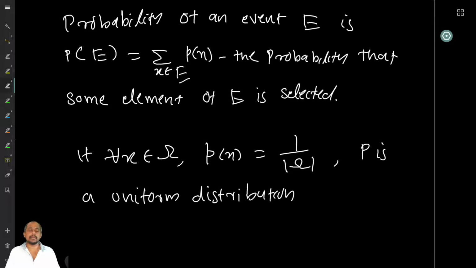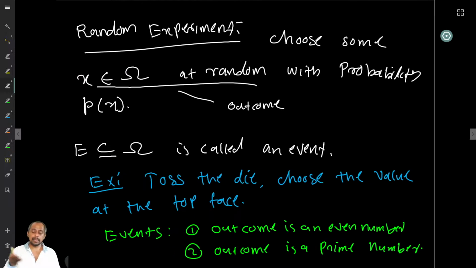Probability of x, right? So the probability that some element of E is selected. For each element, what is the probability? Add them together. You get the probability that one of them is selected. For example, in the previous case, say the outcome is an even number. What is the probability that this happens? It is 1/6 plus 1/6 plus 1/6, so it is 3/6, which is 1/2. Out of all the 6 numbers, one of the 3 even numbers comes out. Probability is half.